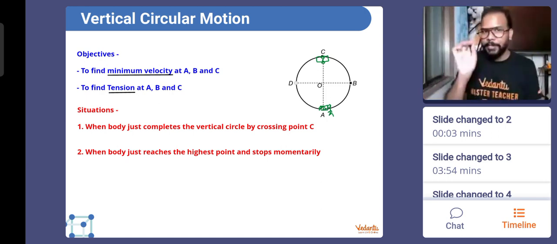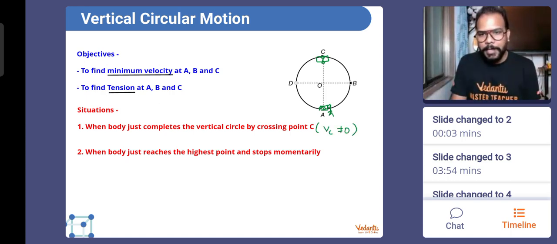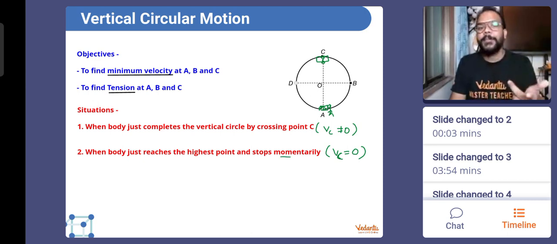I hope the objective is clear. In situation number 1, the velocity at C will not be equal to 0. Rather, it will be the minimum velocity that I want to find out. And in case number 2, the velocity at C will become 0 because the body stops there momentarily. After that, it falls down. Okay, guys, hope the objective is clear. First, we'll speak about finding these two things.